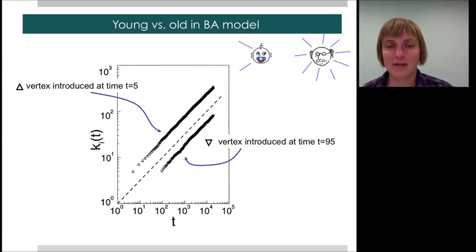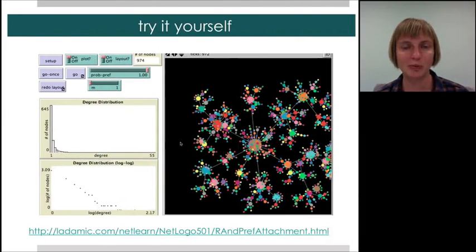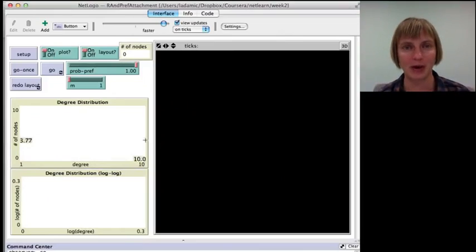Some websites grow very, very popular and others wane in popularity, and it's not all about how many existing edges they have. Next, I'd like you to explore these growth models yourself. Let me find the NetLogo model.